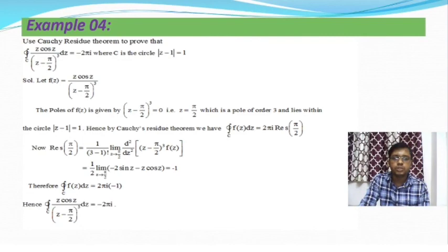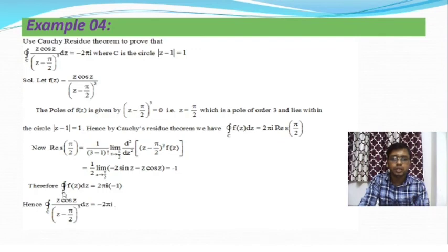So from the residue formula, it will give 1/(3 − 1)! times the limit z tends to π/2 of the second-order derivative of (z − π/2)³ times f(z), where f(z) = z cos z/(z − π/2)³. After putting in the value of f(z) and differentiating, we get the limit z tends to π/2 of (−2 sin z − z cos z), and after putting in the limiting value, we get the residue at the point π/2, which is −1.